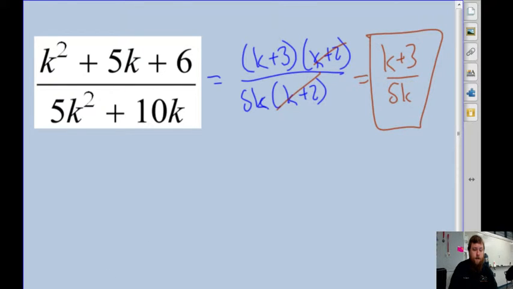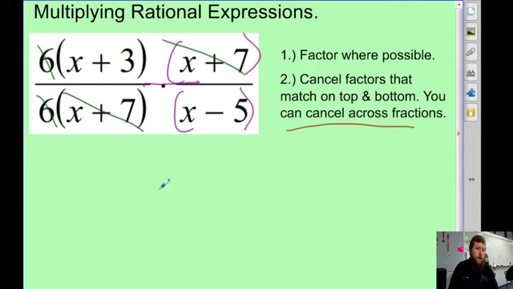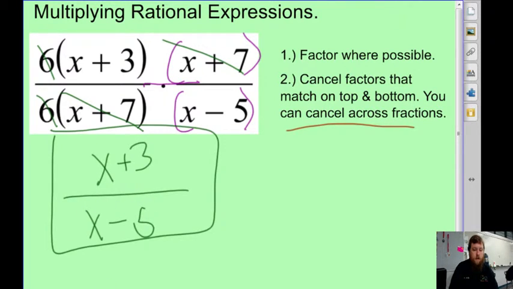And there's your answer. Now, when you're multiplying rational expressions, we want to factor when possible, and then we want to cancel out factors that match on the top and bottom, but you can also go across fractions. So when it's multiplied, just treat it as one big fraction. I can put a bar between those. In this case, everything's already factored, and I'm going to put parentheses around these. What matches on top and bottom? Well, these 6's cancel each other out, top and bottom. And this x plus 7, even though those are on different fractions, it's okay. So all you're left with is x plus 3 on top and x minus 5 on bottom. So there's your reduced rational expression.